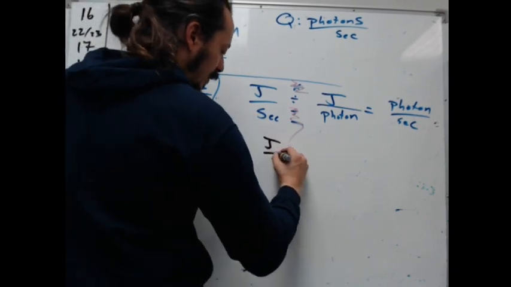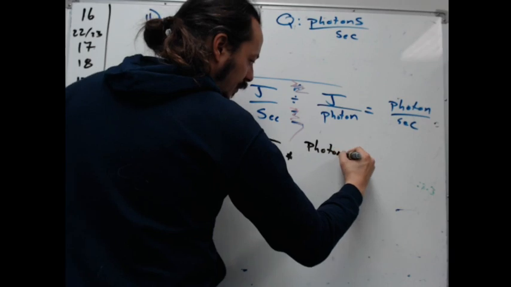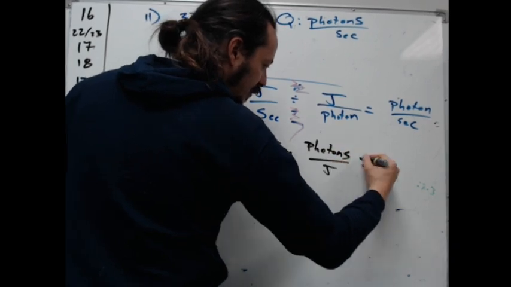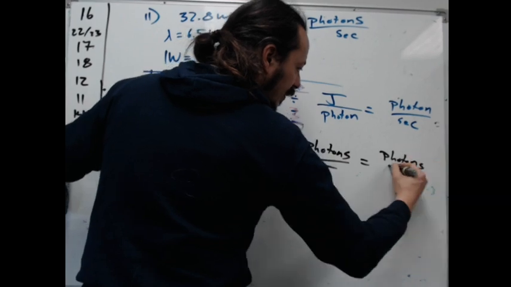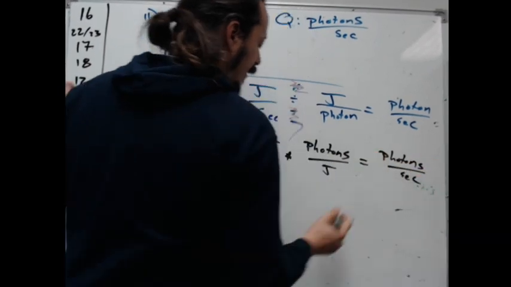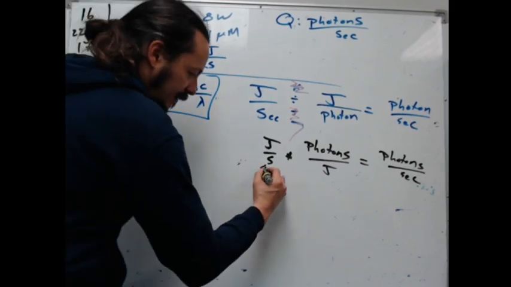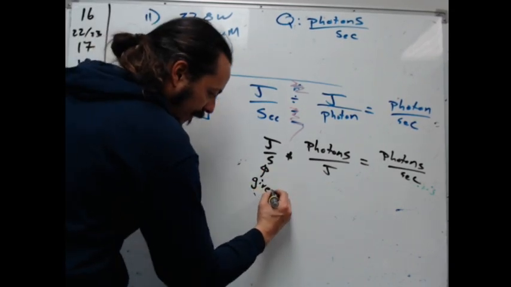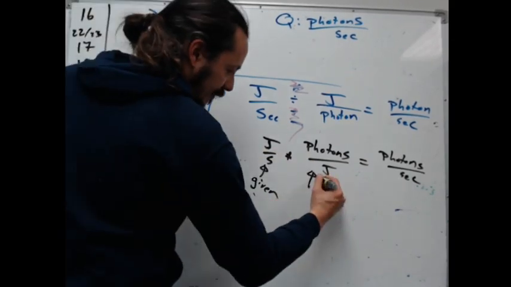So we're going to divide, or we can think about it in terms of multiplying by the reciprocal. We can have joules per second times photons per joule. That's going to give us photons per second. So the joules per second, this information is given. And then we can also calculate this one.